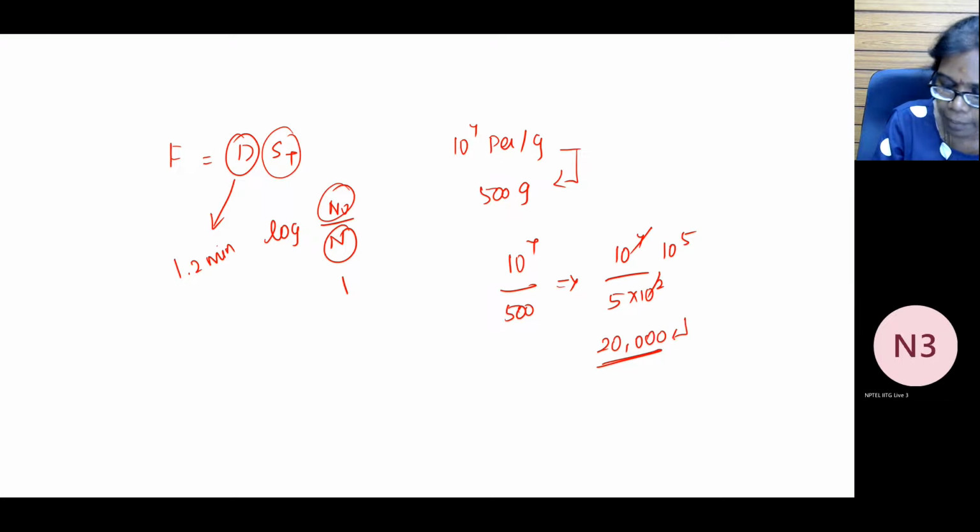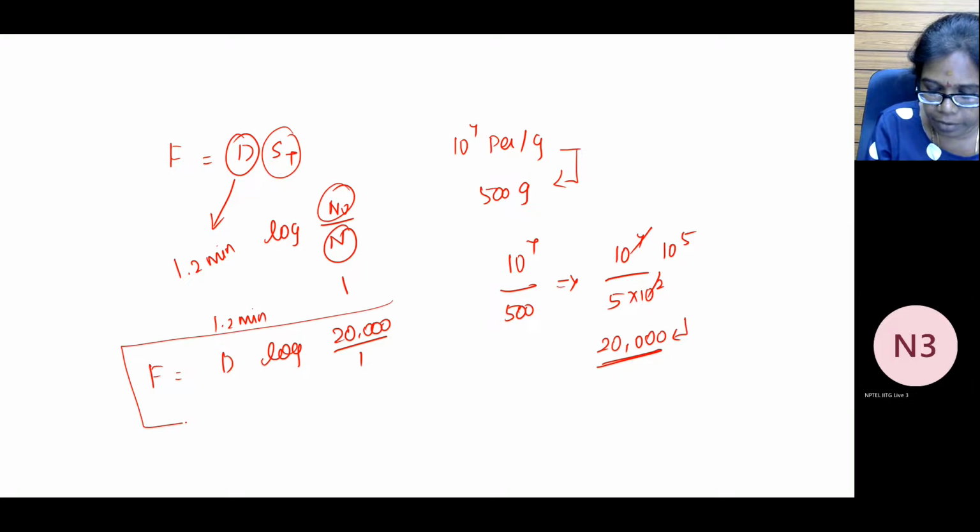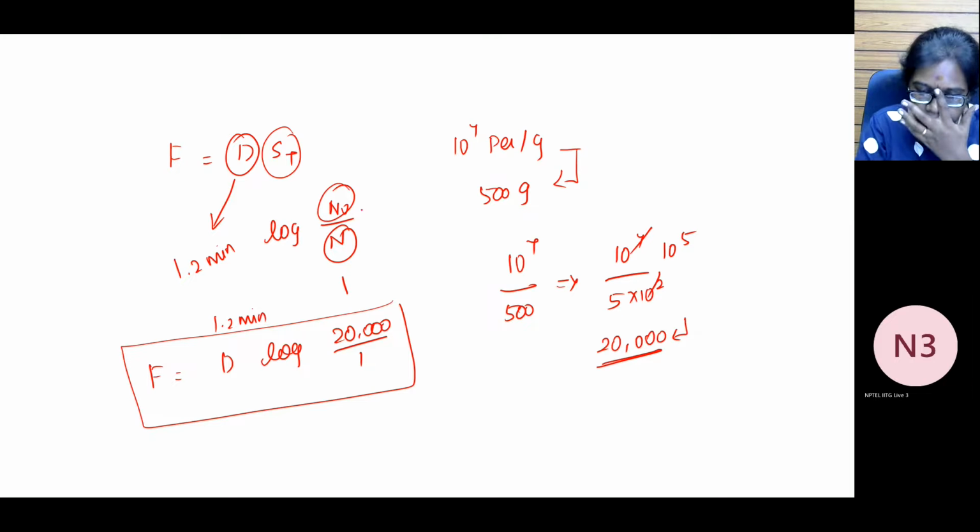You please check this number. So then you will find out here: log of 20,000 upon 1, and then the D value. The D value is given as 1.2 minute, and then the F value is asked. So this is the way you find F for this particular problem. The formula is known to you, just to make sure that you learn the concept of dilution.